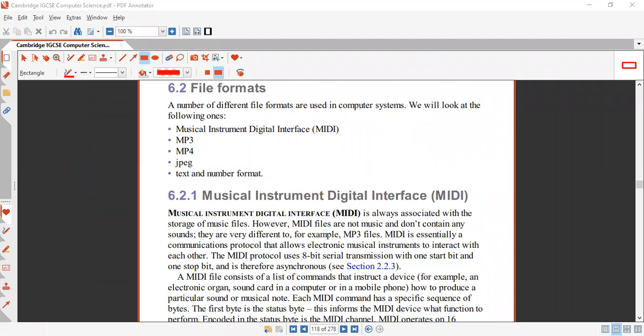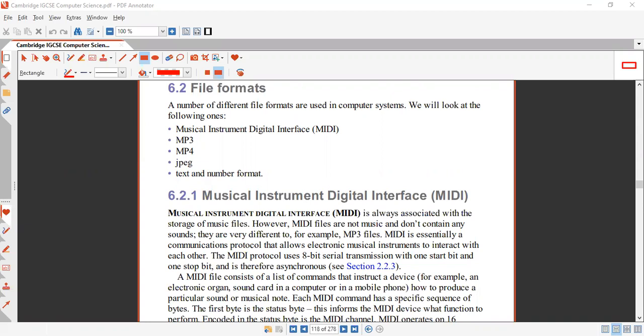Yes. Okay, so we are coming to the next part, which is known as the file formats. Now we have different types of file formats. Number one, MIDI. Then we have MP3, then MP4, then JPEG, and finally the text and number formats.